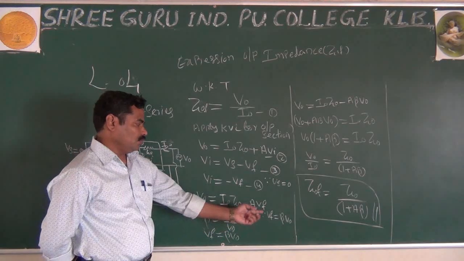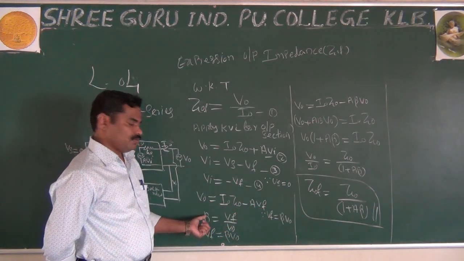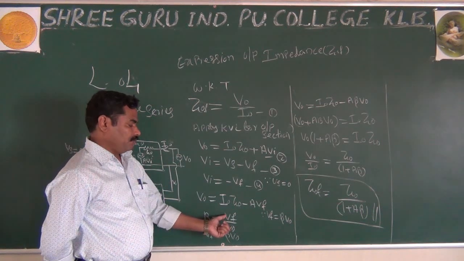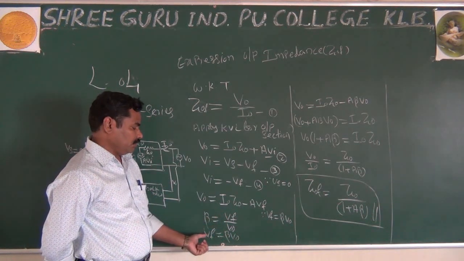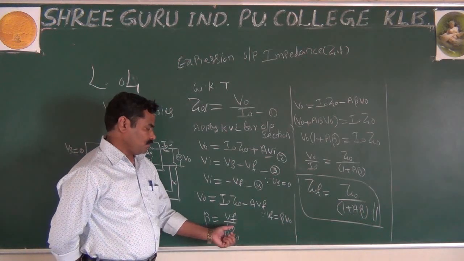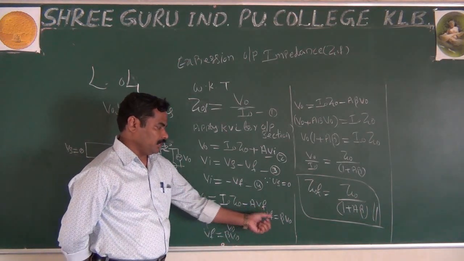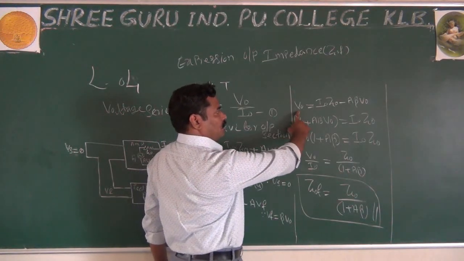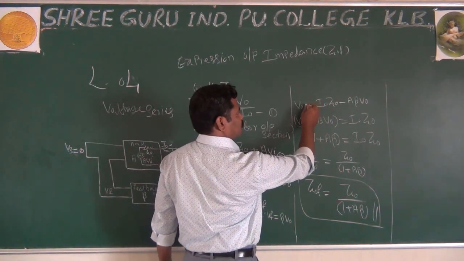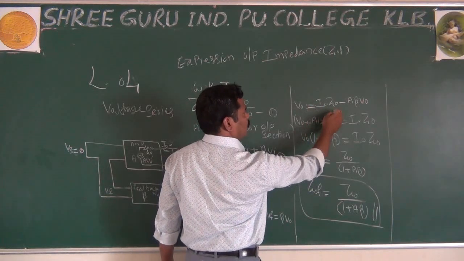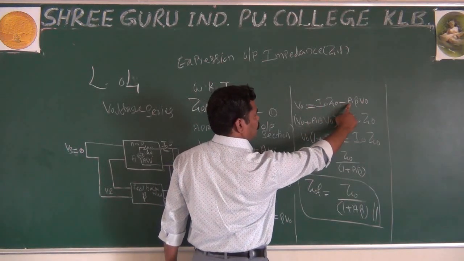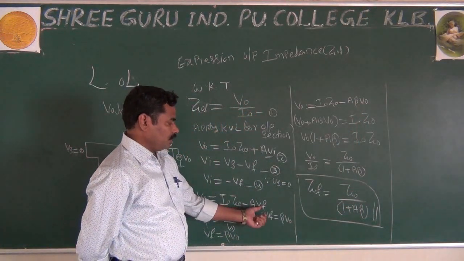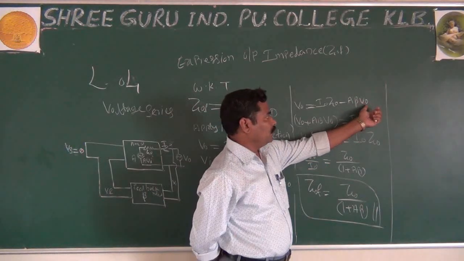And as we know, Vf is found from beta, the feedback factor, the ratio of feedback voltage to output voltage. So in place of Vf, you can write beta into V naught. V naught stays as it is, I naught Z naught stays as it is, and here minus A beta into V naught.